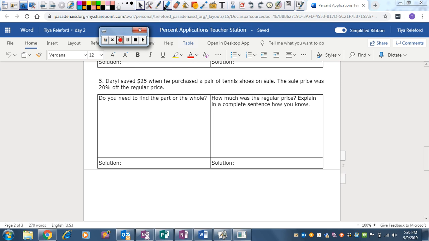All right, number 5. Daryl saved $25 when he purchased a pair of tennis shoes on sale. The sale price was 20% off the regular price. So this one's a little bit different because the first question says, do you need to find the part or the whole?